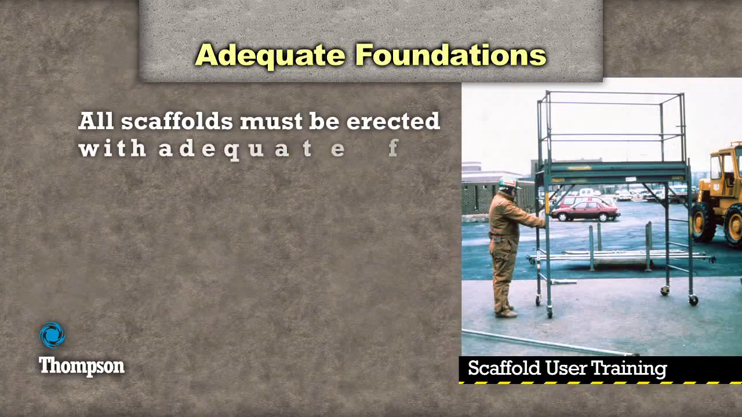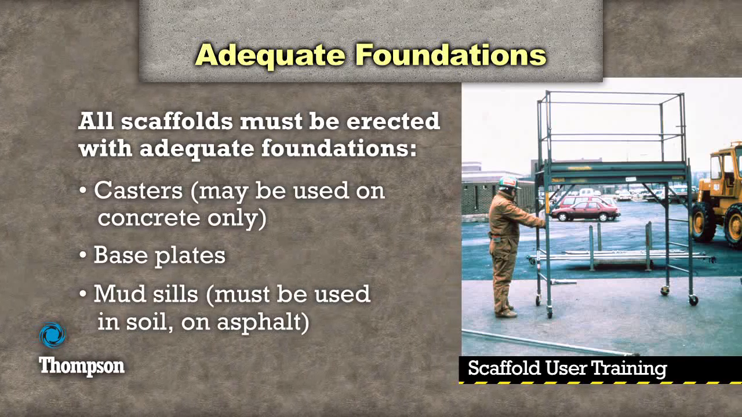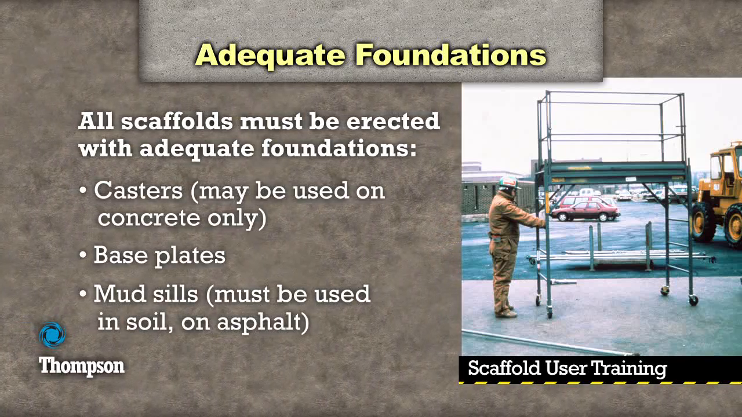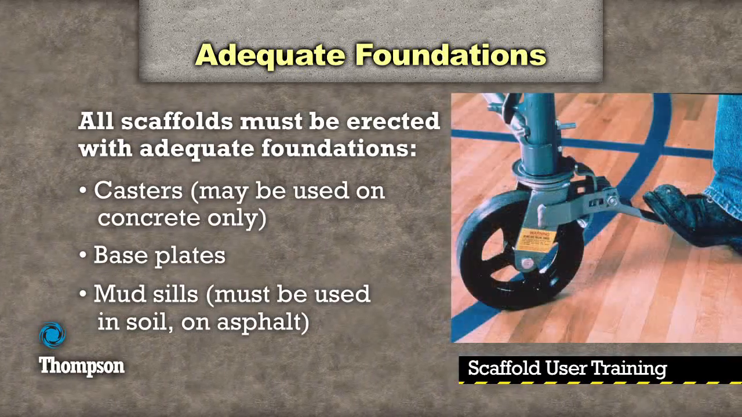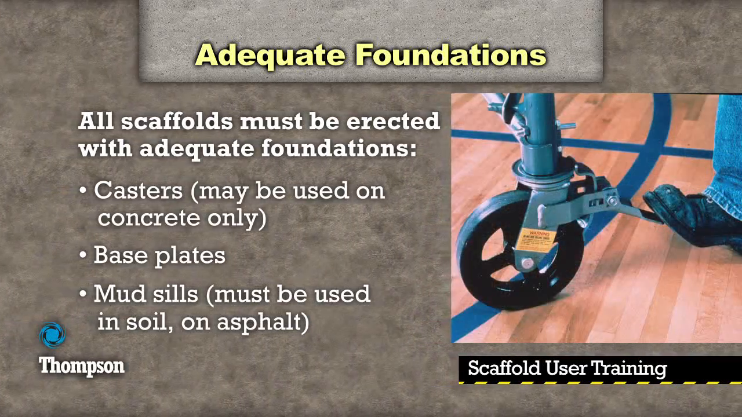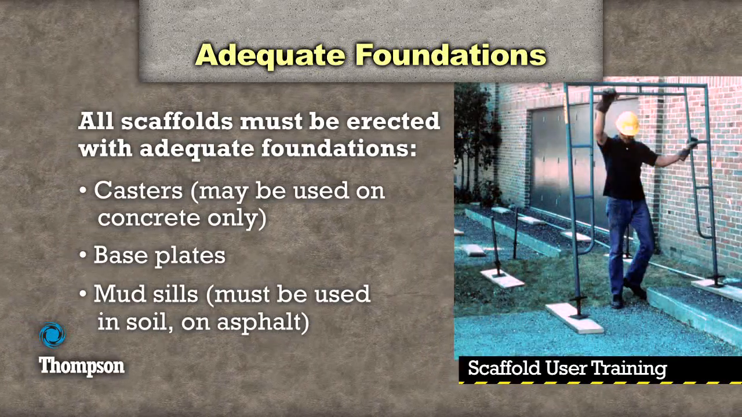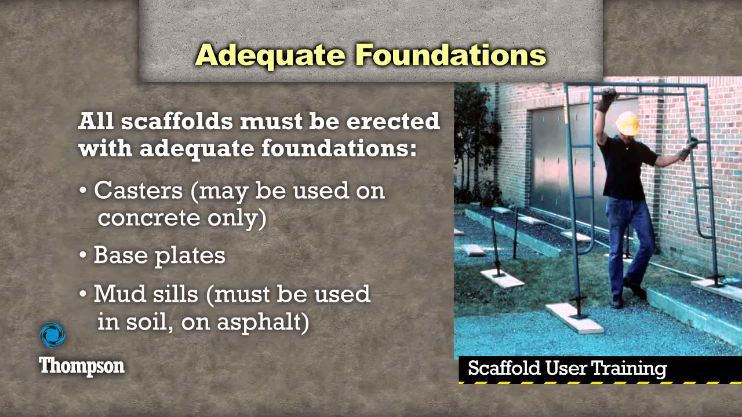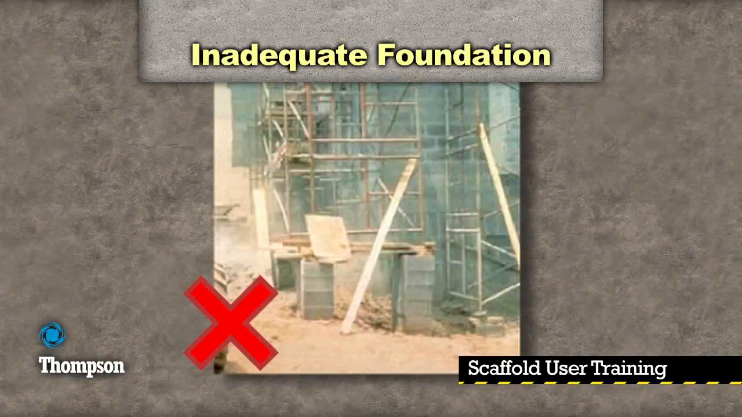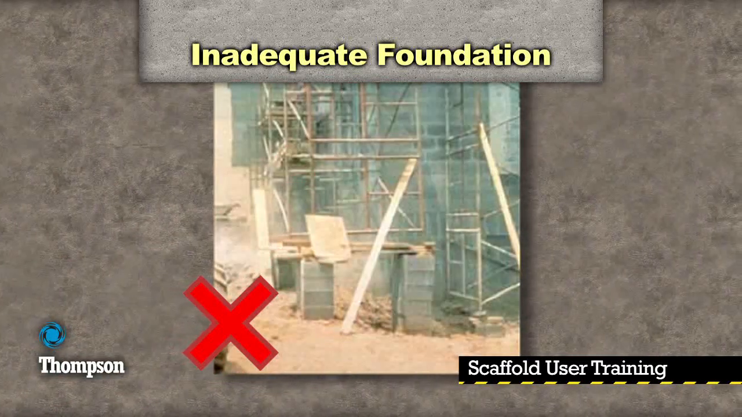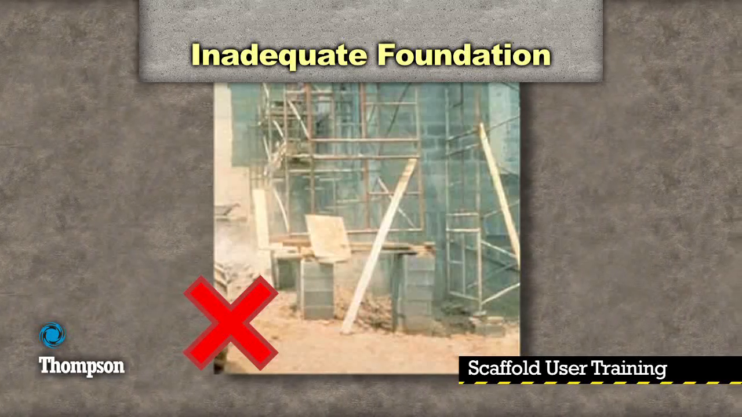One of the most important aspects to sound scaffold construction is adequate foundations. All scaffolds must be erected with adequate foundations. Casters on rolling scaffolds may be used on concrete only. The casters must be locked into place while work is being performed on the scaffold. Other forms of adequate foundations include base plates and mud sills, which must be used in soil or asphalt. This image shows a scaffold built on a very dangerous, unsound foundation. Scaffolds should never be built on top of cinder blocks as the one shown in the photo is built.